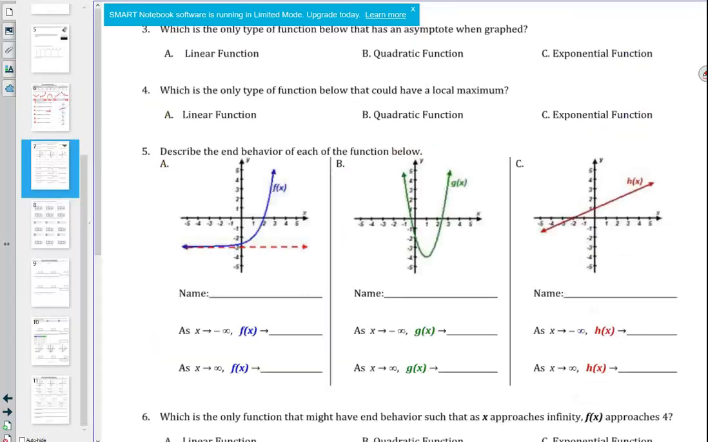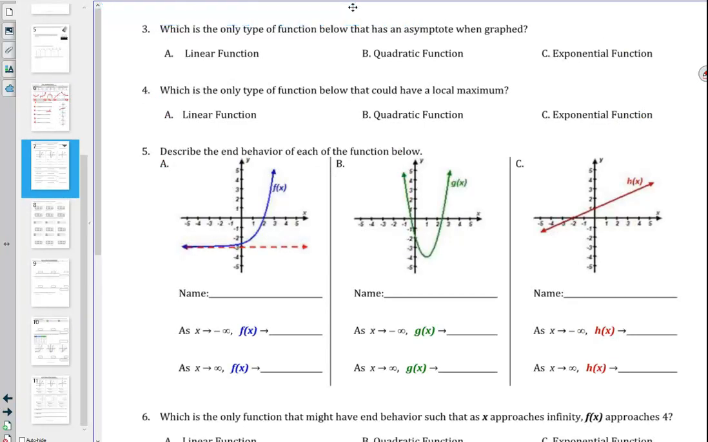Go to the next page. Which is the only type of function below that has an asymptote when graphed? I think this year that's the only time we've heard that, because there are other types of functions that have asymptotes, but I believe that's the only one you guys have been exposed to. Would be C. What is an asymptote? A line that your function approaches but never actually reaches. Which is the only type of function that could have a local max? Yeah, B. Like a vertex.